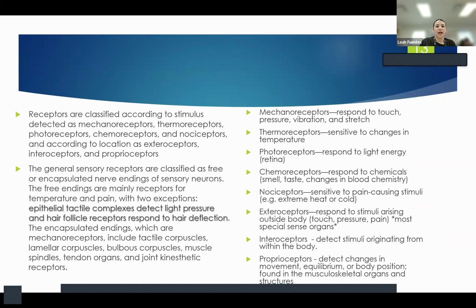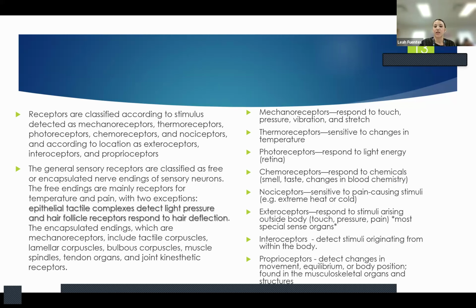So the types of receptors we have are classified according to the stimulus. These are detected as mechanoreceptors. These respond to touch, pressure, vibration, and stretch. We have thermoreceptors. These are sensitive to changes in temperature. Photoreceptors respond to light energy. Chemoreceptors respond to chemicals, so smell, taste, or changes in blood chemistry. We have the nociceptors. These are sensitive to pain-causing stimuli, for example, extreme heat or cold.